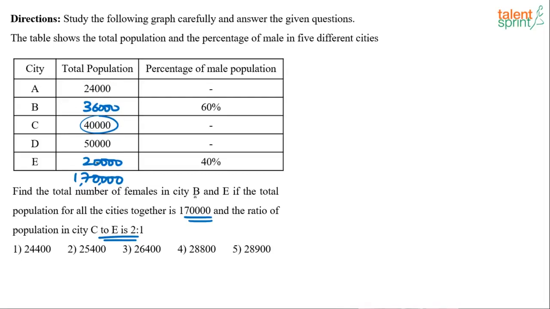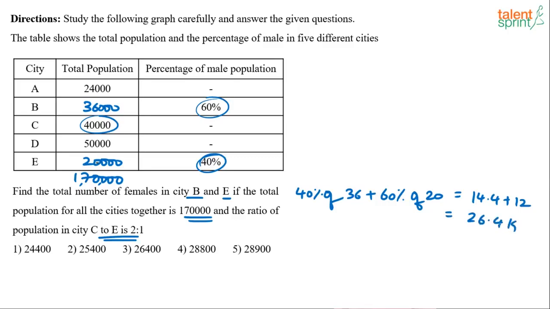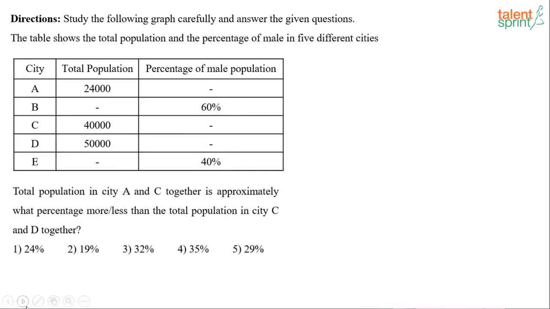What is he asking us to find out? Total number of females in B and E. Females in B and E will be what? 40% of 36 plus 60% of 20. Males in B is 60, meaning females will be 40. Males in E is 40, meaning females will be 60. So 40% of 36 is how much? 14.4. 14.4 plus 60% of 20, which is 12. So this is 26,400. Remember, all these are in thousands: 36,000, 20,000. So 26,400. Option 3. This one.